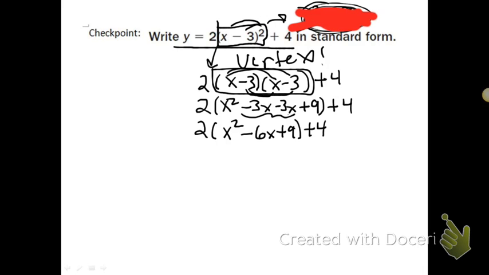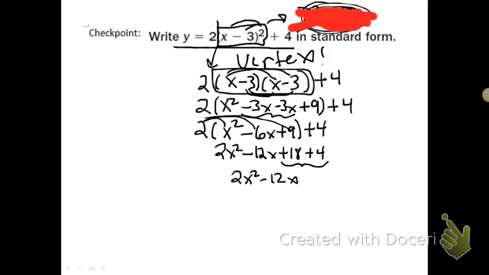Let's go back to the problem at hand. I'm going to distribute the 2 now to each of the terms in the trinomial and get 2x squared minus 12x, and then 2 times 9 is positive 18. Now I can tack on that plus 4, and the last thing I'm going to do is combine those like terms and get 2x squared minus 12x plus 22, and we are in good shape.